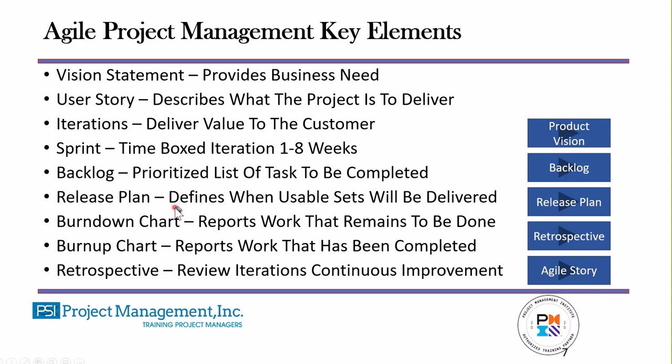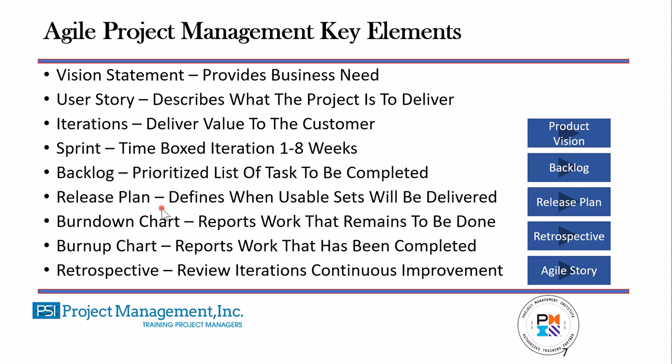Then we have a release plan. A release plan is going to tell us when we will be releasing the various iterations, i.e. the various levels of scope that we're developing. And then we have what's called the burn down chart that reports the work that remains to be done. A burn up chart reports the work that has been completed.